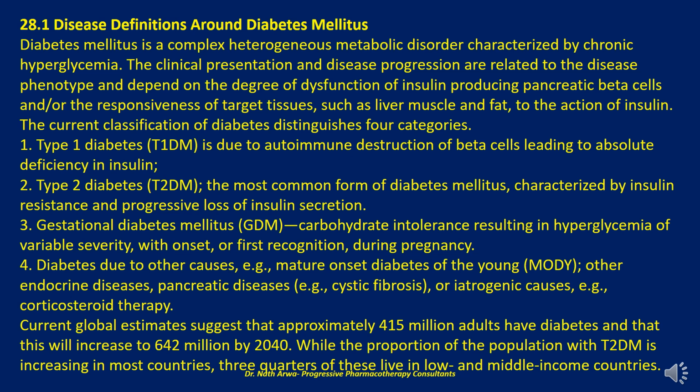Current global estimates suggest that approximately 415 million adults have diabetes, and that this will increase to 642 million by 2040. While the proportion of the population with type 2 diabetes mellitus is increasing in most countries, three quarters of these live in low- and middle-income countries.